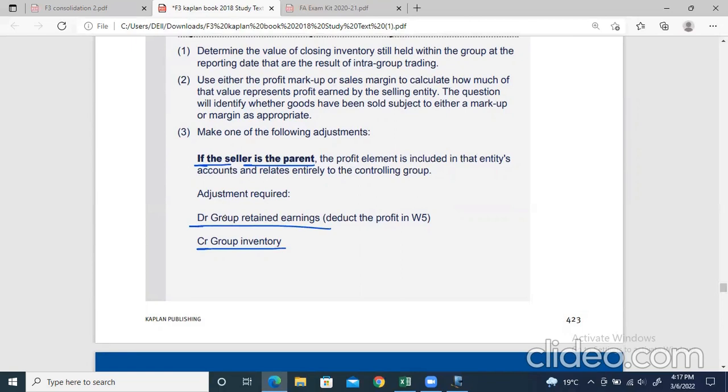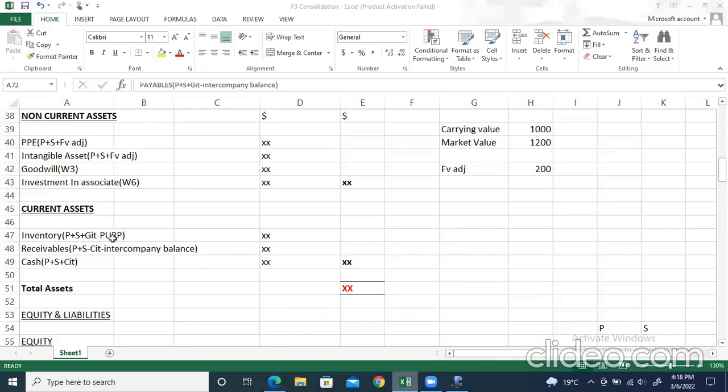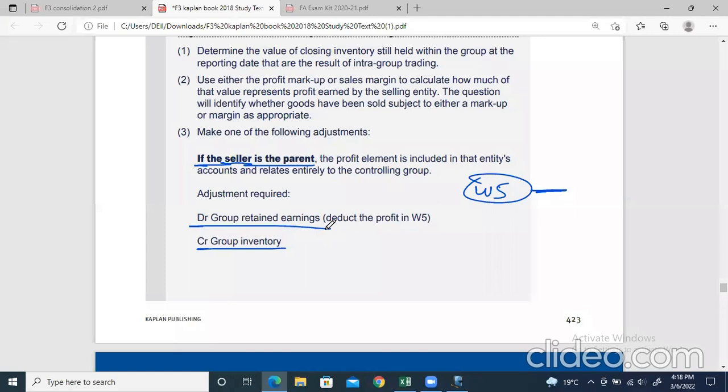So the reason I asked you to leave 2 or 3 lines in every working was this, basically, that as we move forward we come across new things, right? And this first new thing is this one, that if the seller is the parent, we are reading the unrealized profit. If the seller is the parent, in working 5, what we do is we deduct it, we minus the unrealized profit, right? And we credit the group inventory, because as you can see, this is the entry in inventory. You can see the PURP has been minused, right? Now this happens when the parent is the seller.